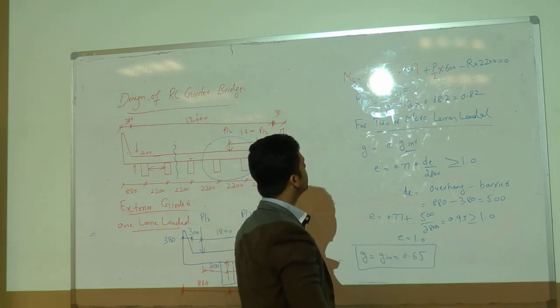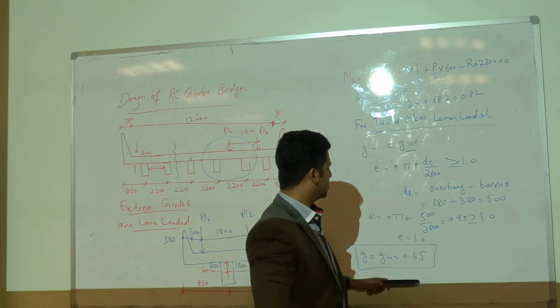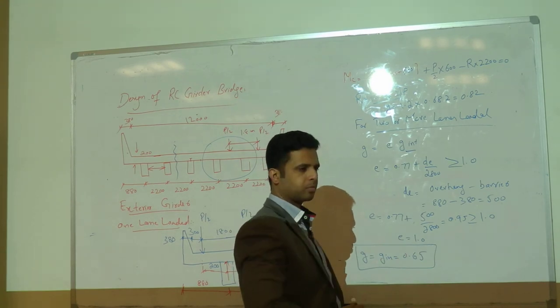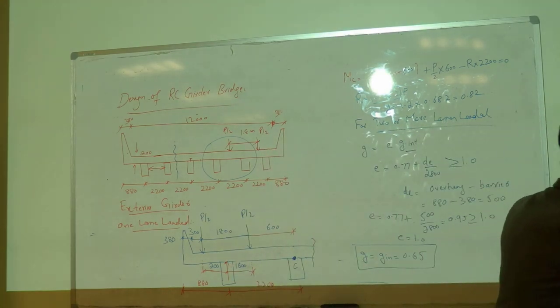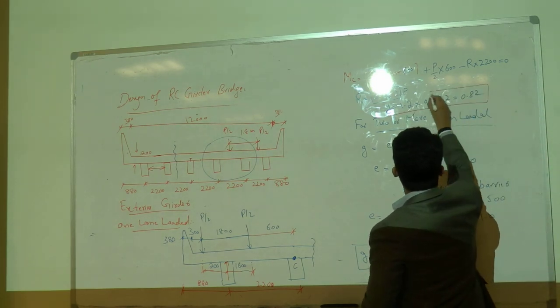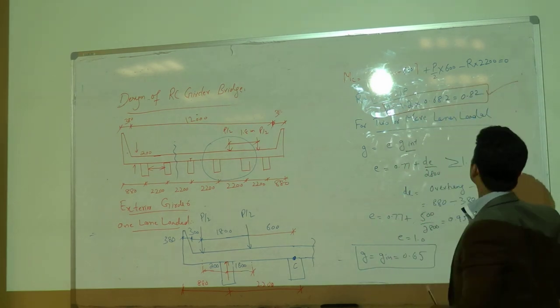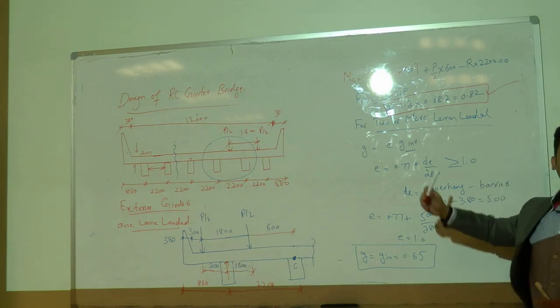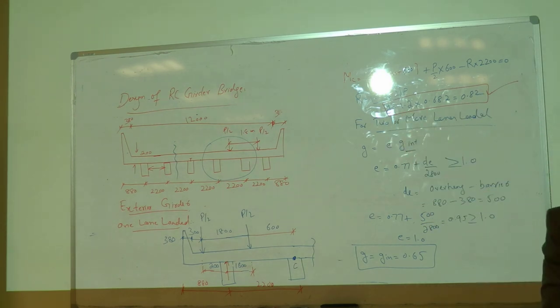0.65. Which G will we use, this one or this one? The greater one. So in this case we will use this G for the exterior girder, and for the interior we will use 0.65.